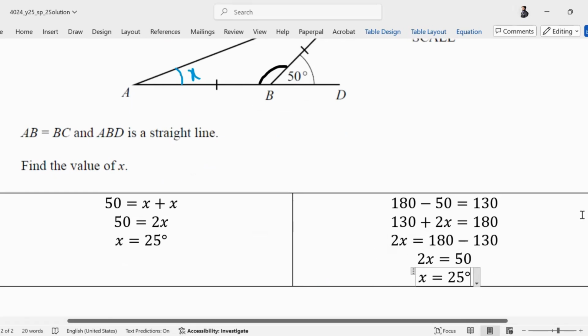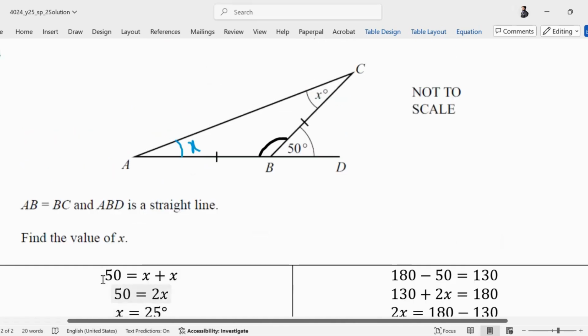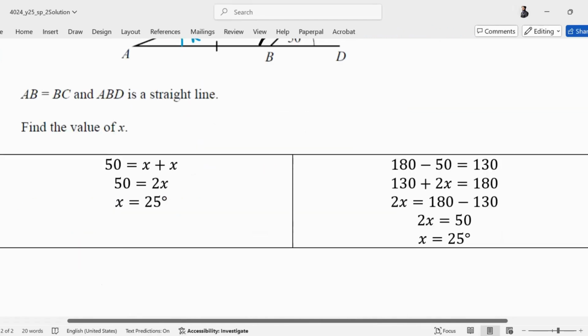So I hope that most of you are able to use this method, as it's a shorter and easier method when an exterior angle is equal to the sum of two opposite interior angles of a triangle. This property is valid for all triangles.